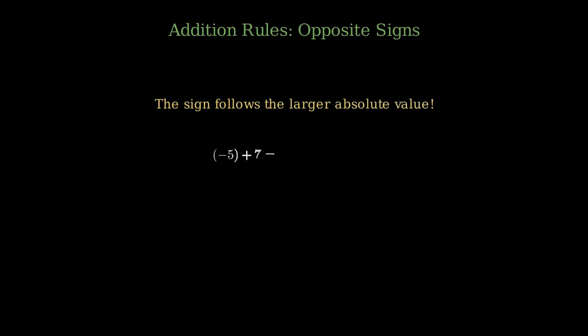When adding numbers with opposite signs, the sign of the sum is determined by the addend with the larger absolute value. For instance, negative 5 plus 7 results in positive 2 because the absolute value of 7 is greater than that of negative 5. The larger size wins the sign.